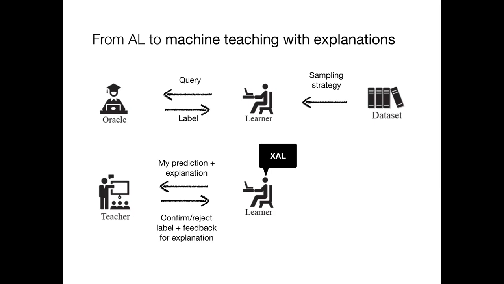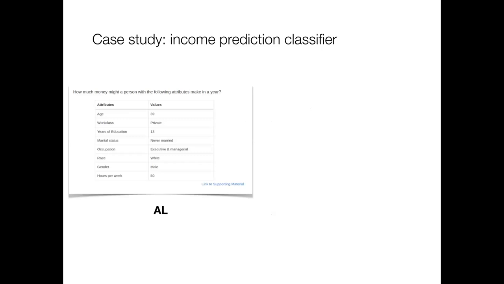Inspired by this pattern, we propose a new training paradigm, Explainable Active Learning, in which we introduce techniques from the field of explainable AI. In each interaction, the model presents its own prediction and explanation and solicits feedback from the teacher. For example, we conducted a case study to train a machine learning model that classifies customers in a database into high or low income groups.